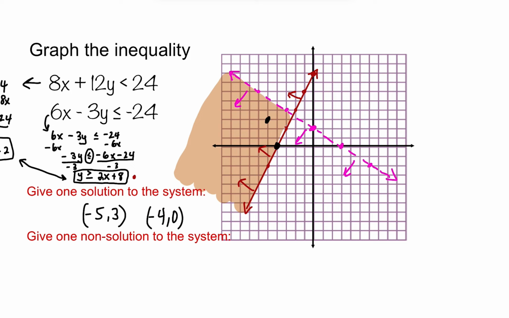Or you could do like negative 3, 2. That's fine as well. But this one here, negative 2, 4, does not work. Even though it's on the line, it is outside of the shaded part, and it doesn't touch the shaded part.